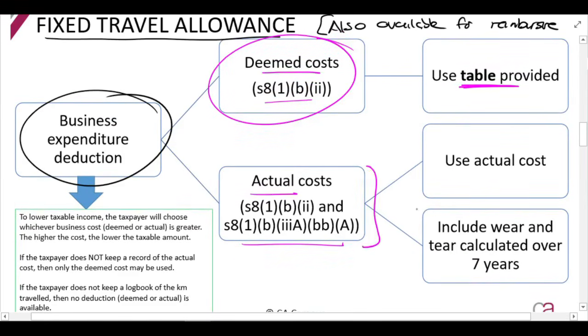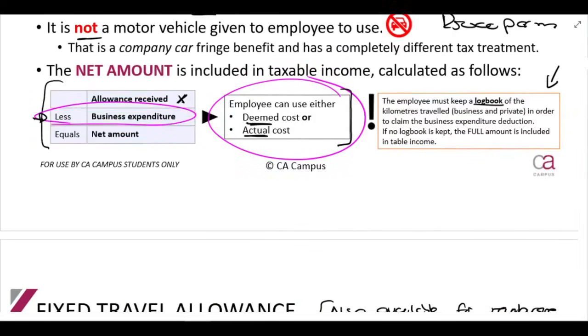And for the actual cost, you will have to use the actual costs, and you will also be able to include a wear and tear amount. The taxpayer will choose whichever one of these costs gives them the highest deduction, because the higher the deduction, the lower the tax. So obviously, let's just make sure everybody is happy with this.